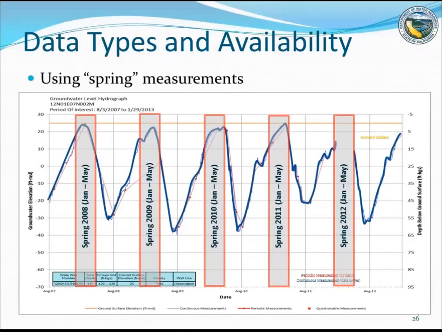Just to highlight that in a graphical form, this hydrograph shows the spring groundwater levels are highest in its seasonal rhythm of the groundwater elevations. The point at which the groundwater levels are highest changes, and the response of groundwater levels during this January to May time period varies, but in general we're collecting the highest groundwater levels each year and comparing that year to year.